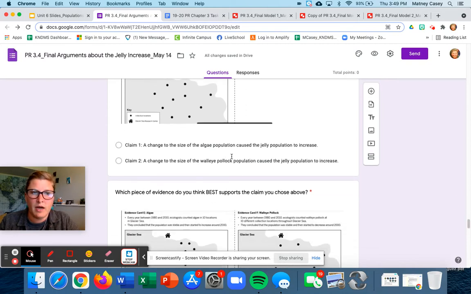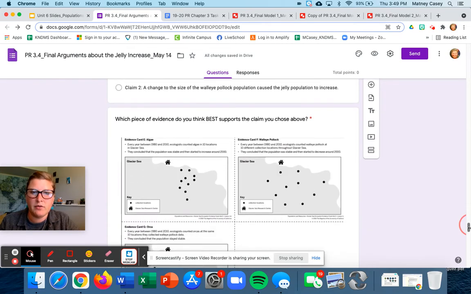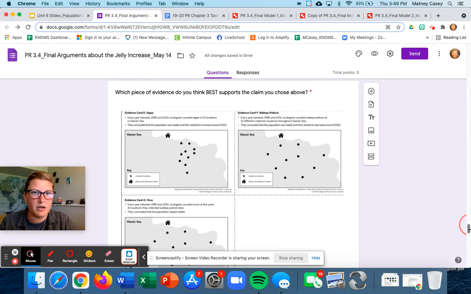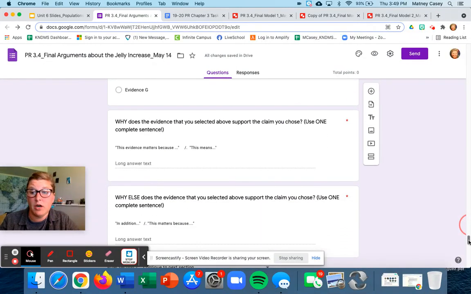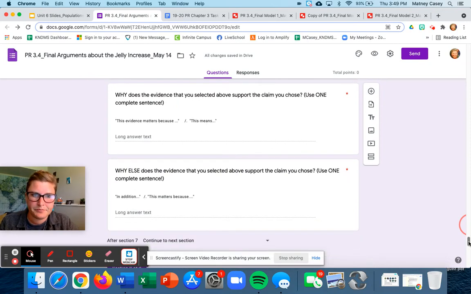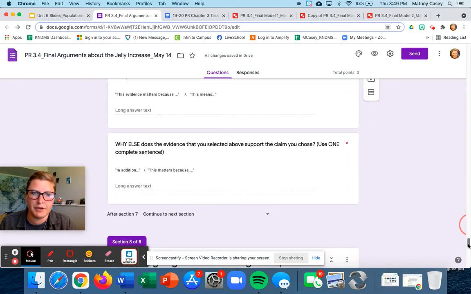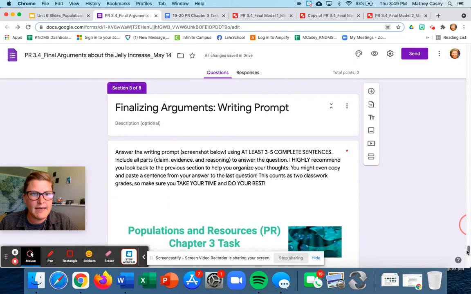Again, I'm only giving you an option of saying that a change in the algae population caused the moon jellies to increase, or a change in the walleye pollock population caused the moon jellies to increase. I will tell you right now, either claim could be true. There's evidence for both, but it's a matter of how you use the evidence and how you use reasoning to support why you think that evidence supports your claim. So you organize your thoughts here, then you'll come down to this last section.